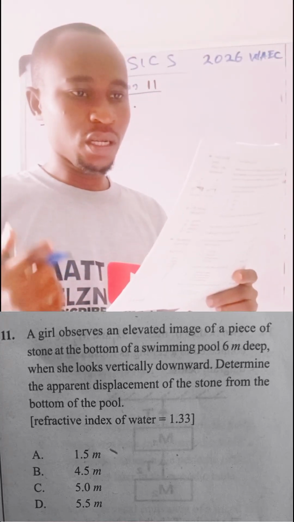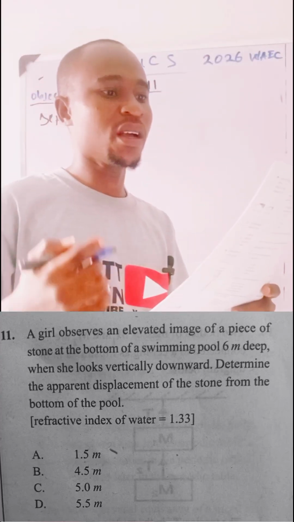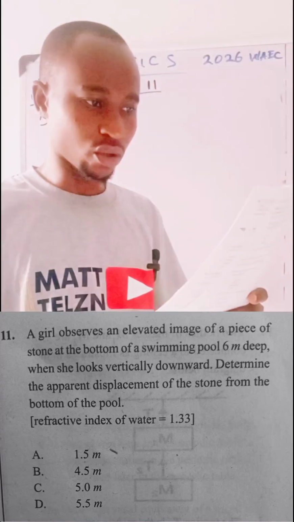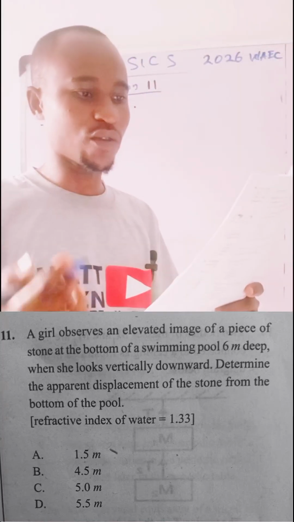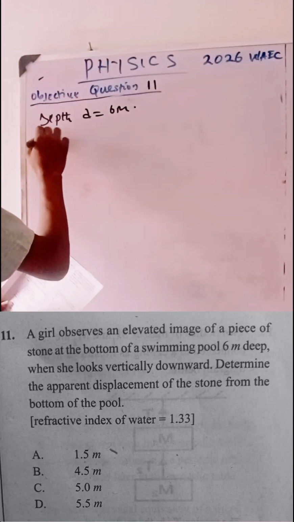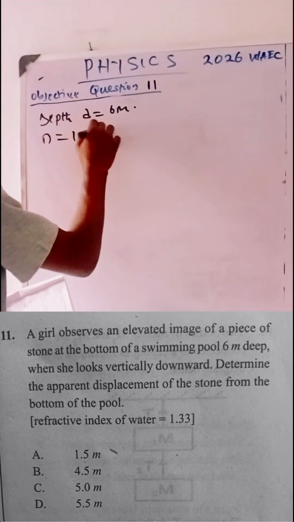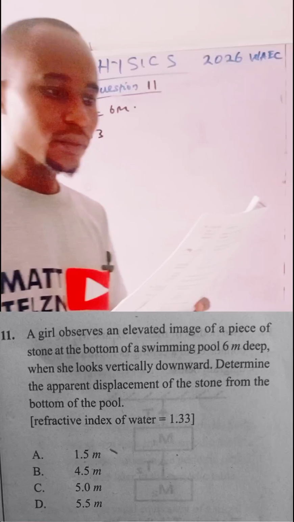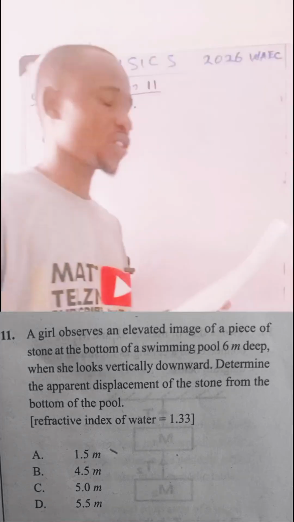Determine the apparent displacement of the stone from the bottom of the pool. Okay, now the refractive index of water is given as 1.33, which we use n to represent, the refractive index of water, 1.33. Okay, so how are we going to find the apparent displacement of the stone?